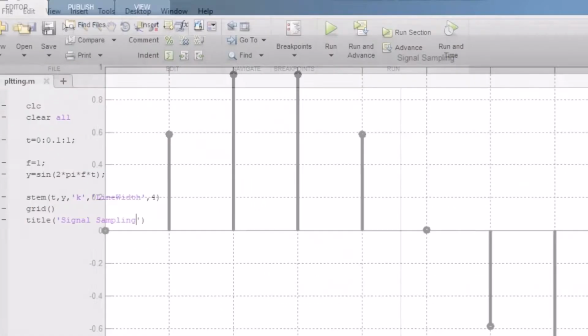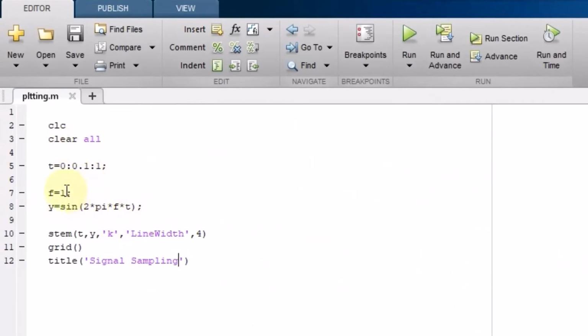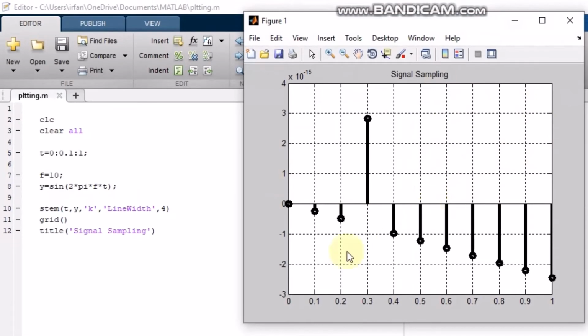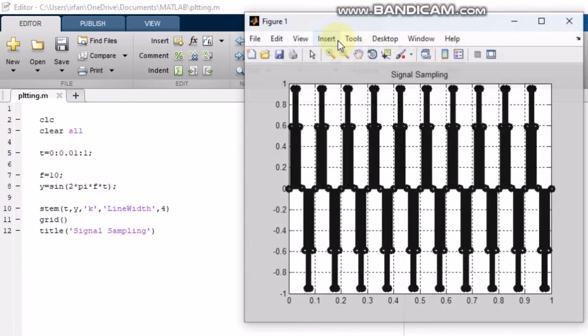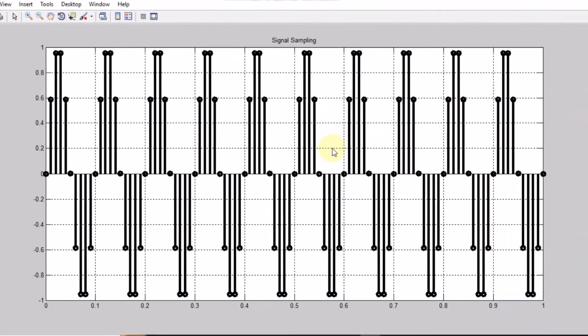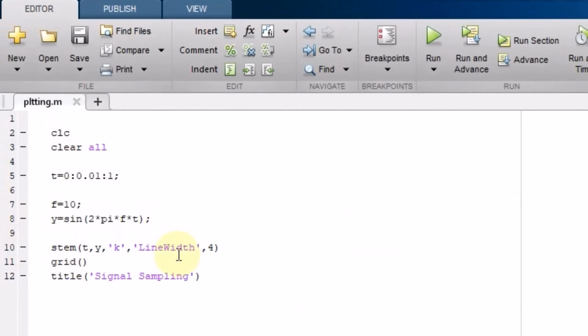Similarly, if you want to increase the frequency here, what will happen? With the increase of frequency, the number of points we have is lesser. So let me decrease the distance between each point here, and I will see that now it is making some sense, because now the samples have increased. This is all about the stem command here and the digital sampling, which is usually used in signal processing.